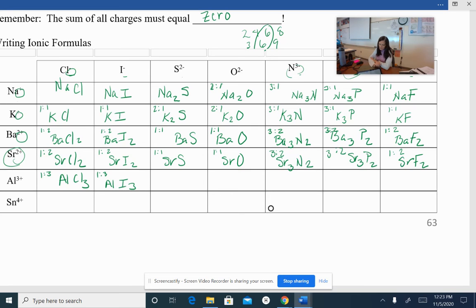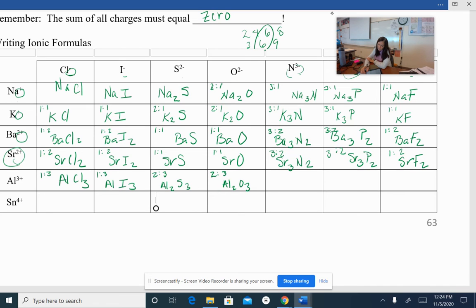Okay, +3, -2. 3 and 2, my least common multiple is going to be 6. You guessed it, 6. So to get to a +6, I'm going to need 2 aluminums. I'm going to need 3 sulfurs to get to a -6. So 2 aluminums and 3 sulfurs, aluminum sulfide. Same thing here with oxygen. It's a -2. So my least common multiple is going to be 6. So I'm going to need 2 aluminums and 3 oxygens. So aluminum oxide.